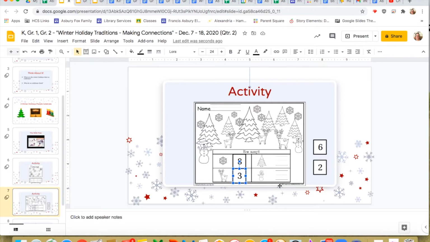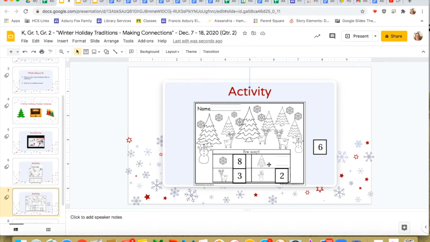Let's count the snowman. We have 1 and 2. Good job. So you're going to write a number 2 next to the snowman. Good job. So actually for library, we're doing a little bit of math, aren't we? You guys are doing a good job.